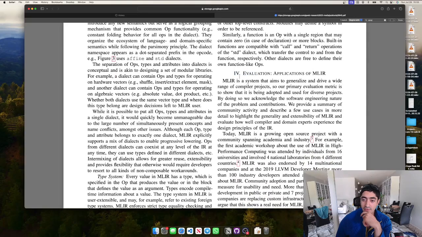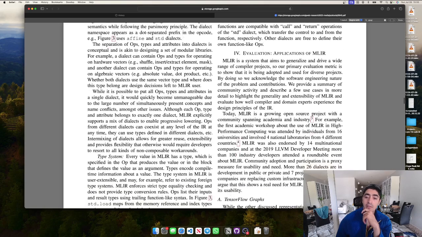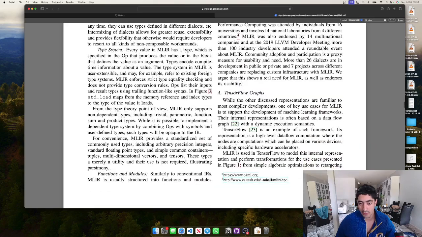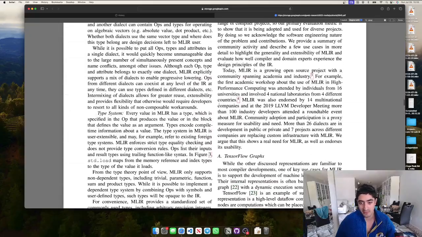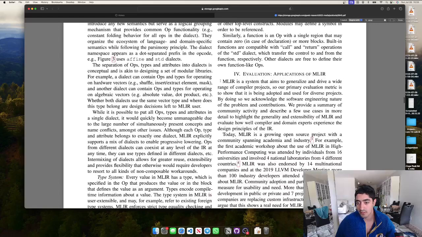Alright, section 4, evaluation, applications of MLIR. MLIR is a system that aims to, this is where it gets very interesting. They finally explain what exactly they intend this new technology for, and well, obviously since this was published at Google, I'm thinking they prioritize the in-house technologies like TensorFlow. So let's continue and get to this point.